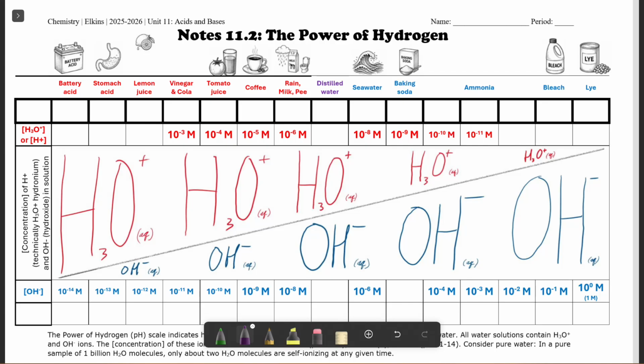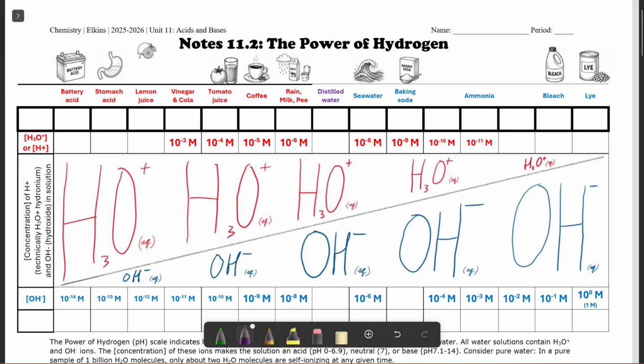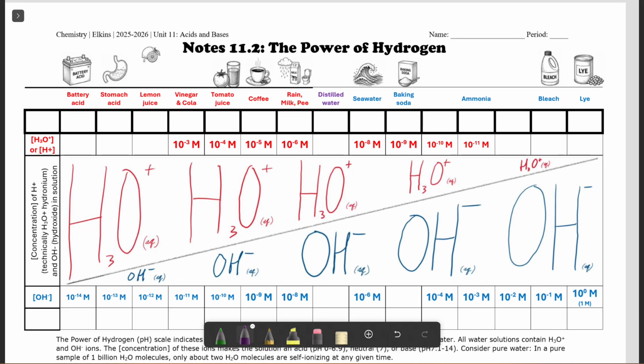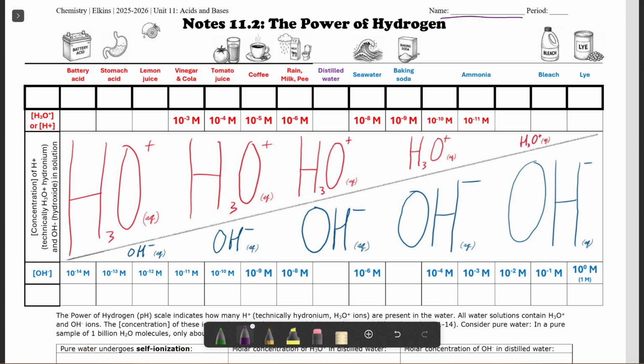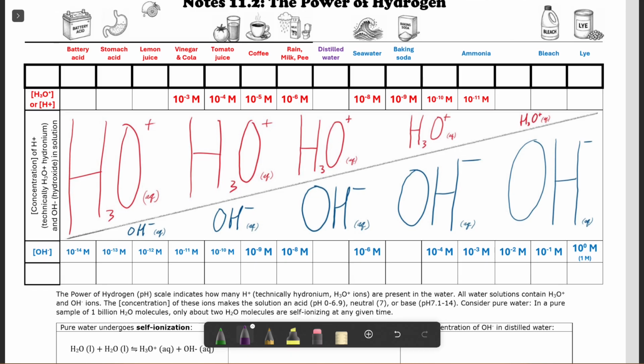These are notes 11.2, power of hydrogen. Please make sure that you've written your name at the top and the period and that you are set to go. We're going to jump around these notes a little more than other notes, in the sense that I'm not going to go so linearly through them. So I hope you can follow along with me.